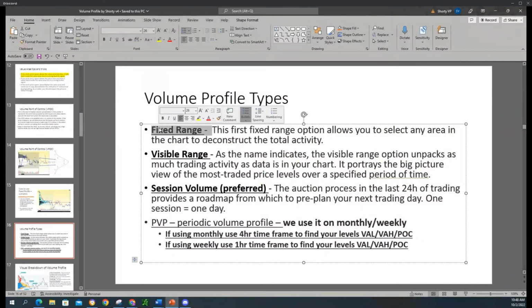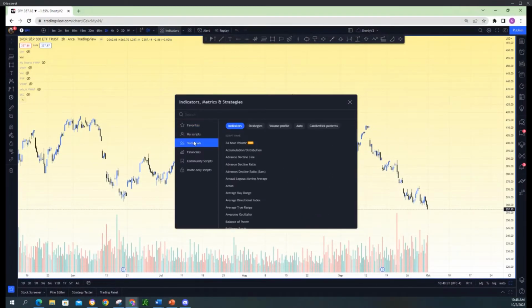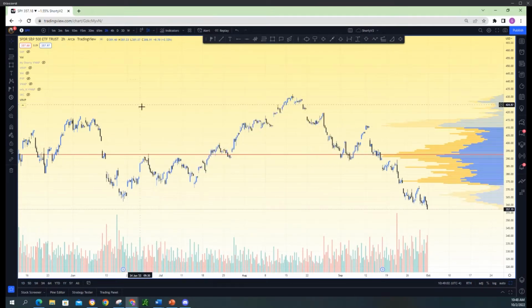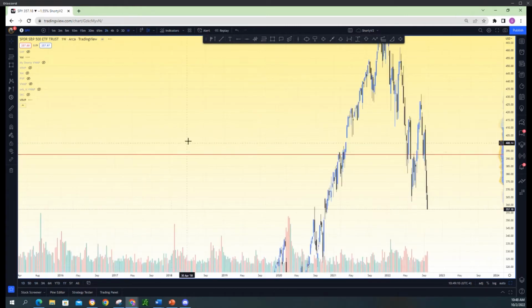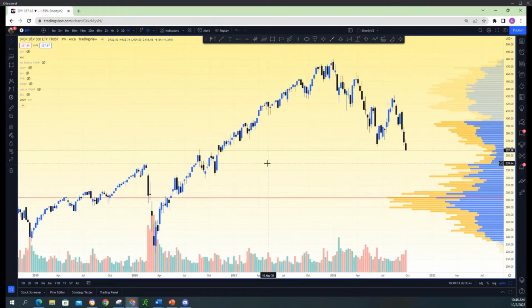So we've gone over the fixed range, we covered that. Now the visible range profile. If you go under indicators, you go under technicals, you click volume profile, you're going to have a couple of them there. So we talked about the fixed range. Visible range volume profile is basically whatever you see on your chart. For instance, I'm seeing data from May 12th to now, so it's going to build a profile of whatever is visible on the screen. So if I change this to weekly, it's going to change dramatically how it looks.